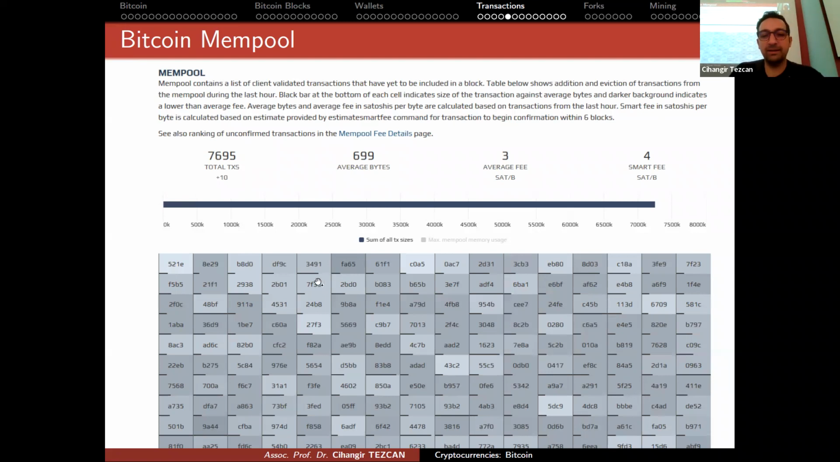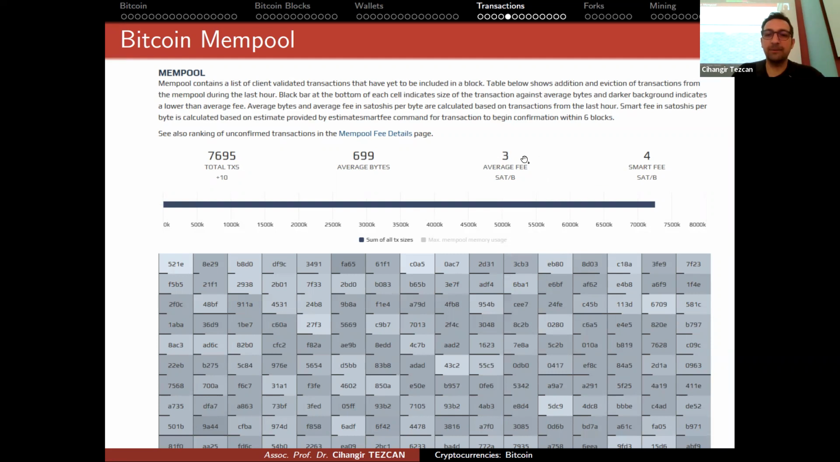And the bars here actually indicate the size of the transaction, okay, against the average bytes. So average bytes and average fee in Satoshis per byte are calculated based on transactions from the last hour. Smart fee in Satoshis per byte is calculated based on the estimate provided by the estimate smart fee command for a transaction to begin confirmation within 6 blocks. See also here for the unconfirmed transactions.